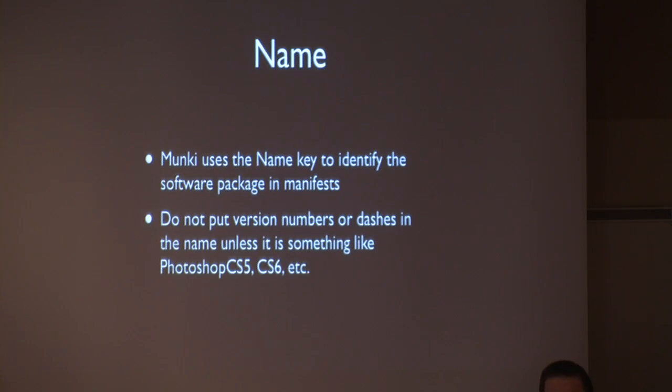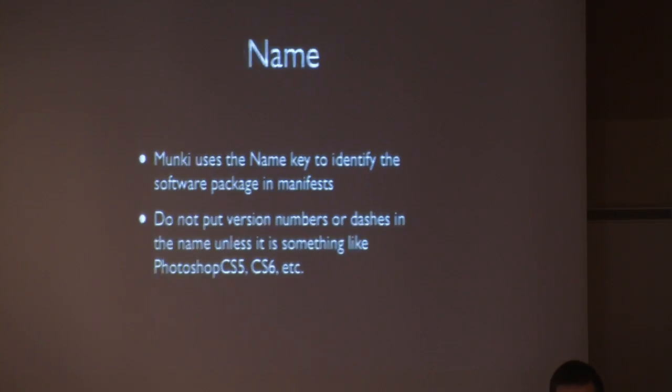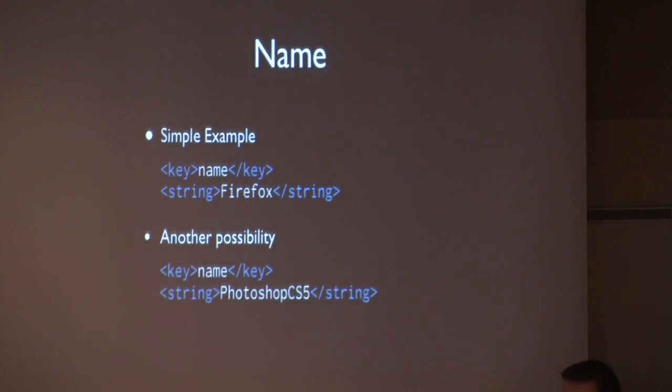So if you do Firefox, you don't want to do Firefox dash 3.6.8 because Munki uses that functionality. And if you put that number in there, it'll confuse it. So just keep it plain old Firefox, the name of the software you're installing. Here's an example. You can see there's Firefox with the name key. So the key is name, and then the value is a string of Firefox. And the blue there is just the XML that tells Munki what data type it is. In this case, it's just a string.